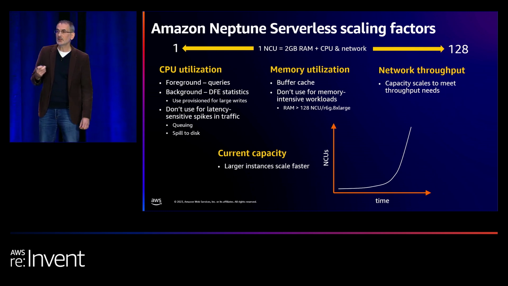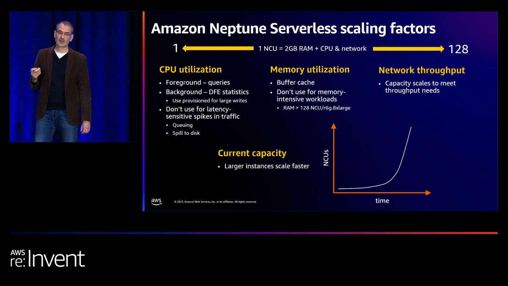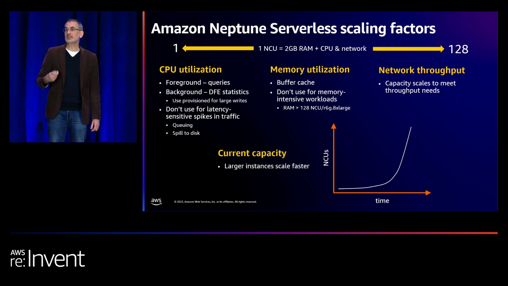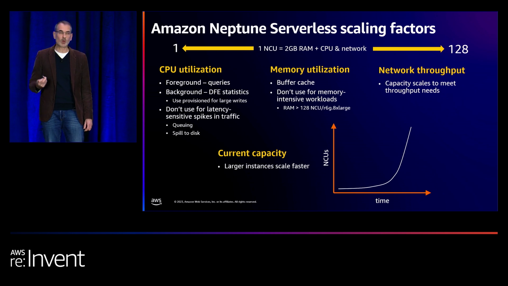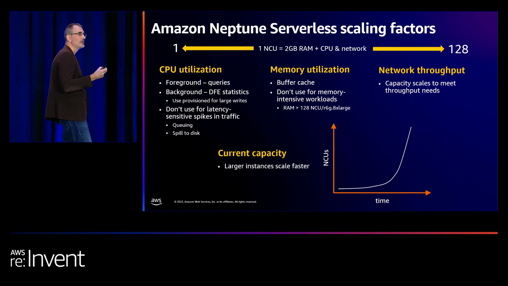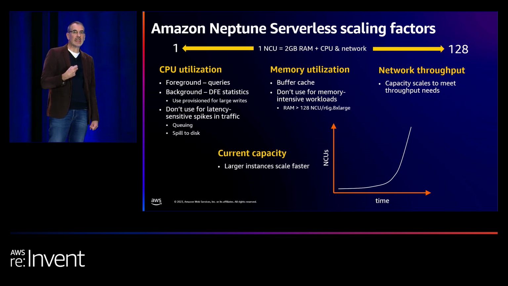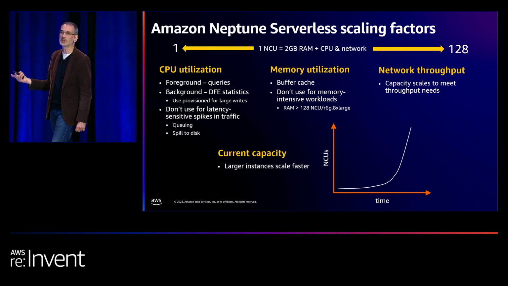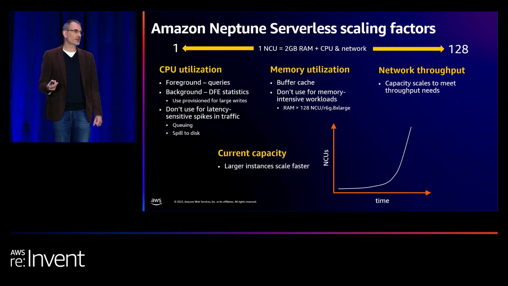And then finally, don't use serverless if you've got a very memory-intensive workload, if the buffer cache requirement is greater than what can be provided by an 8x large instance. So 128 NCUs is equivalent to an 8x large instance. And if you have need of a buffer cache larger than that, then serverless is probably not for you.